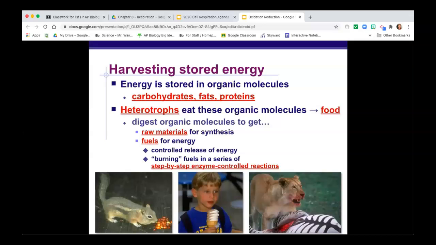So heterotrophs like us, this should be all review right now. Heterotrophs use organic molecules from the food that they eat, they digest it, and they release the nutrients, the raw materials, in order to synthesize other things. So we're breaking down molecules not just for energy, but also to use the pieces and parts to make other things.